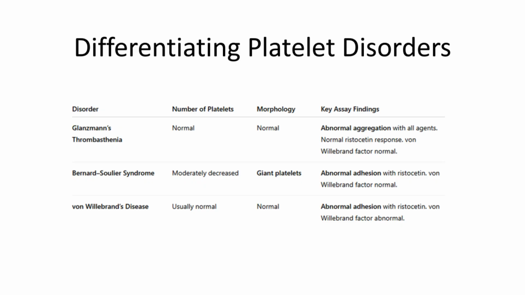Finally, von Willebrand's disease. The platelet count is usually normal, and morphology is normal as well. The problem again shows up in adhesion. Ristocetin-induced aggregation is abnormal, but unlike Bernard-Soulier, the von Willebrand factor itself is abnormal or deficient. The bottom line? In Glanzmann's, the problem is aggregation. In Bernard-Soulier, the problem is adhesion with giant platelets. In von Willebrand's disease, the problem is adhesion due to abnormal von Willebrand factor.